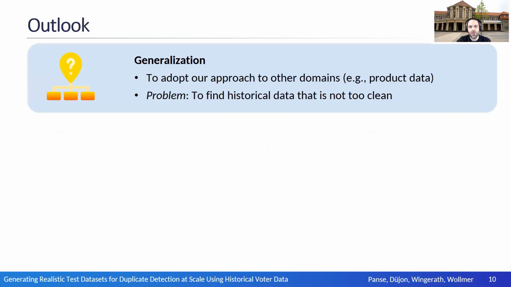In summary, we were able to generate a test dataset of large size, and although many of its duplicate pairs are very similar, it can be used to customize datasets of different degrees of dirtiness. In future work, we want to generalize this approach so it can be applied to other historical datasets as well. The problem here is that many datasets will not have as many data errors as a voter register.